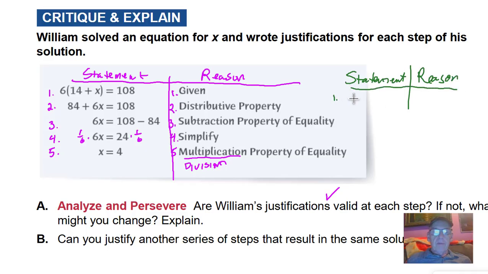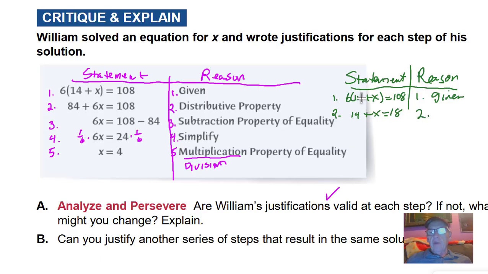Step 1 is the given: 6 times (14 plus x) equals 108. That's given. For step 2, though, I'm going to divide both sides by 6. So we end up with 14 plus x is equal to 18.